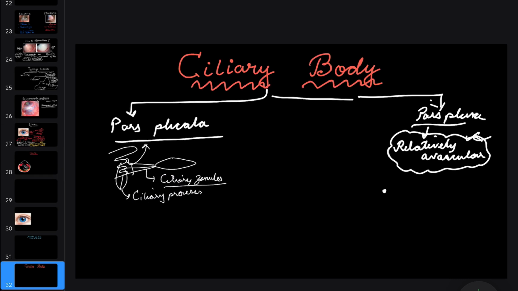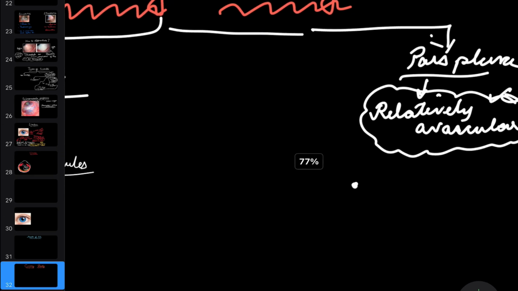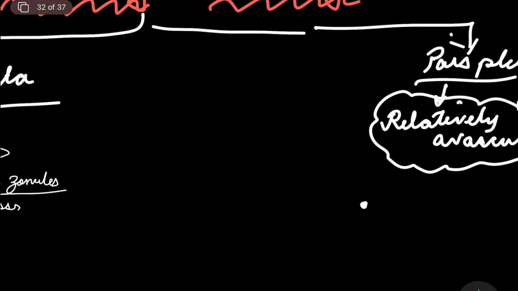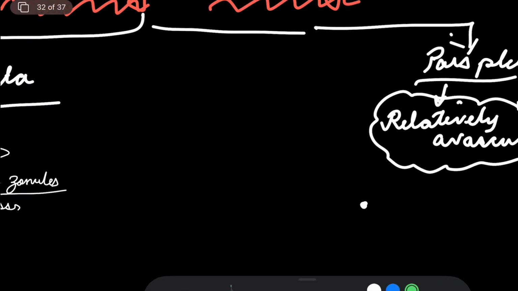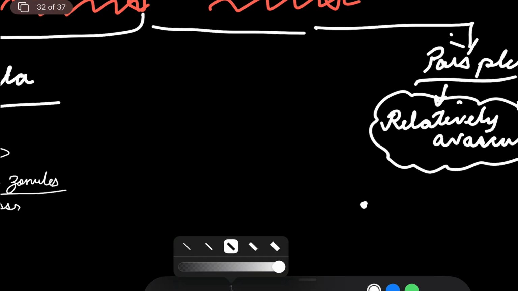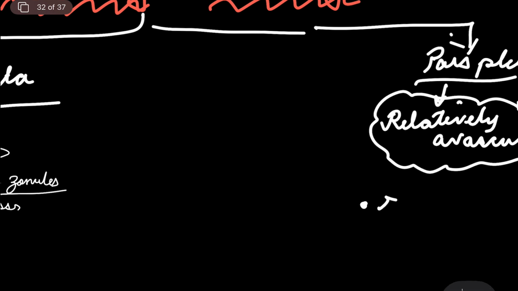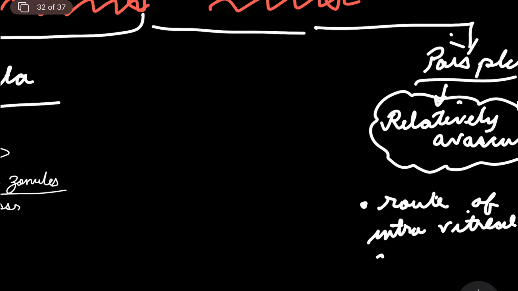But for now, what I want you to understand is pars plana, being a relatively avascular structure, provides an excellent and absolutely excellent route of intravitreal injection, intravitreal drug administration.